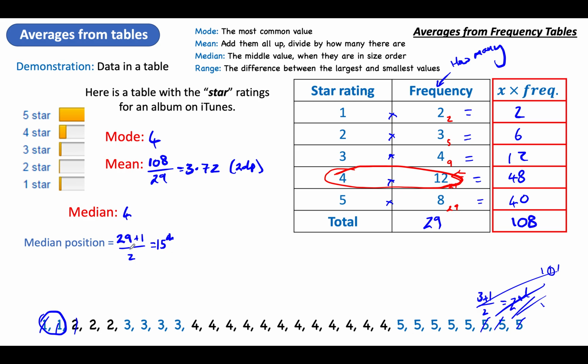Okay? So you find the position by adding 1 to the frequency divided by 2, and then do your cumulative frequency to find out where it is. It takes a lot longer to describe than it does to do.